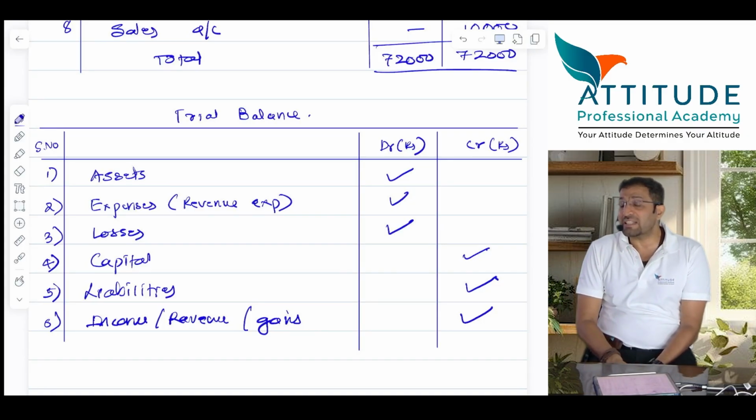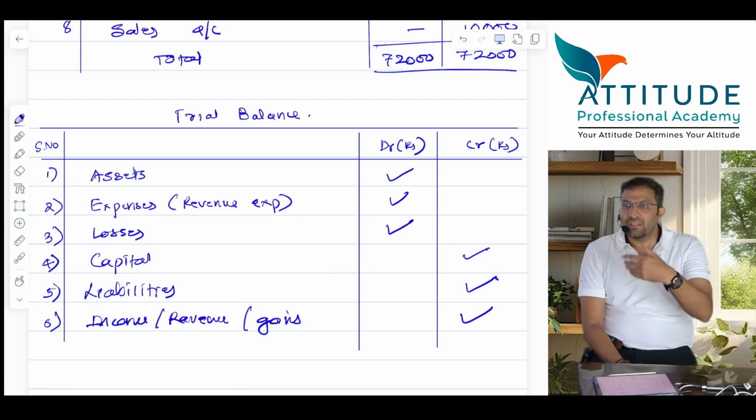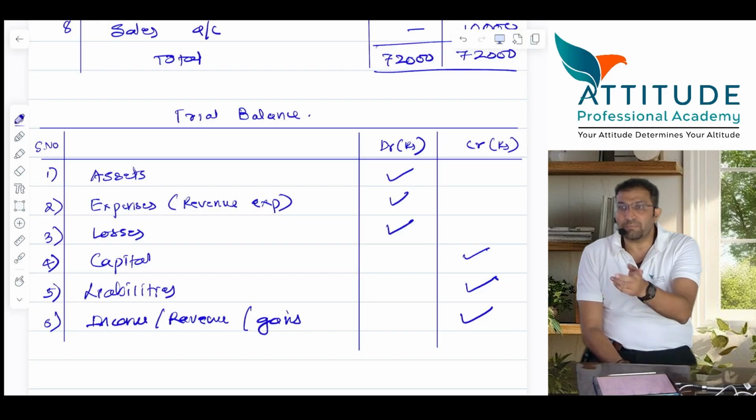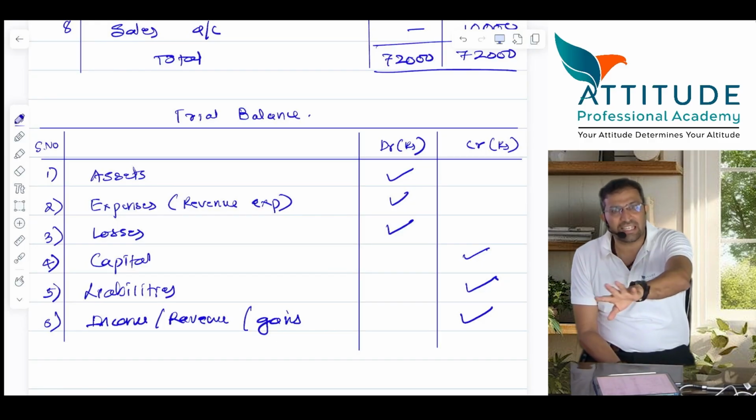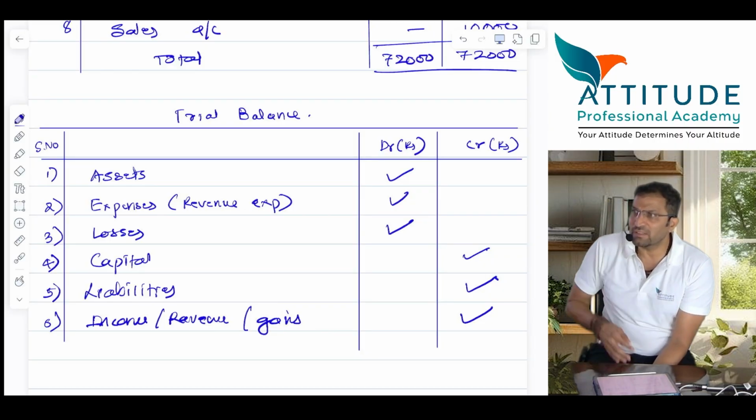What is the entry for purchases? Purchase goods on credit. Tell me the entry. Purchase account debit to creditors account. Then the same goods are returned back to the creditors. Entry. Creditors account debit to purchase return. So purchase return will get what? Credited. It will show a credit balance. Is that clear? Understood?